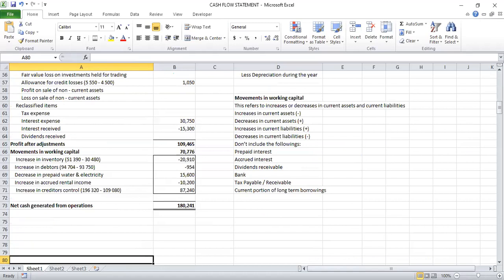Right. So that's our statement of cash flows. You can try other questions also on statement of cash flows in your study guide. I'll also send you maybe some so that you can practice.